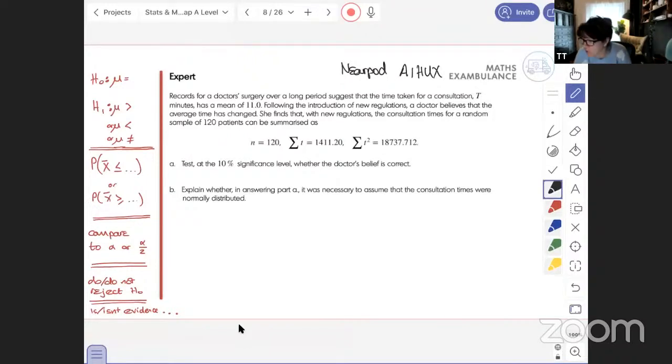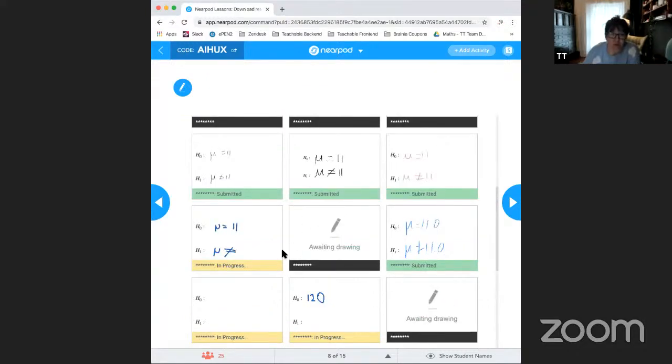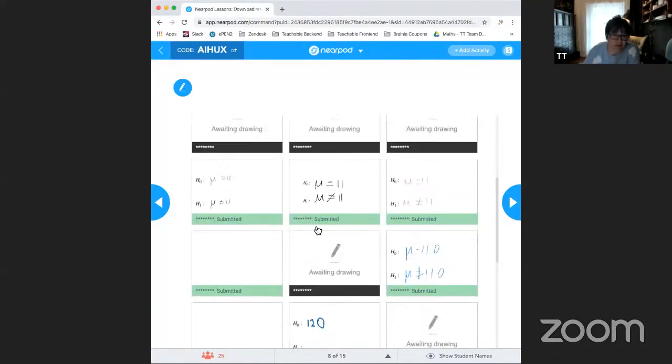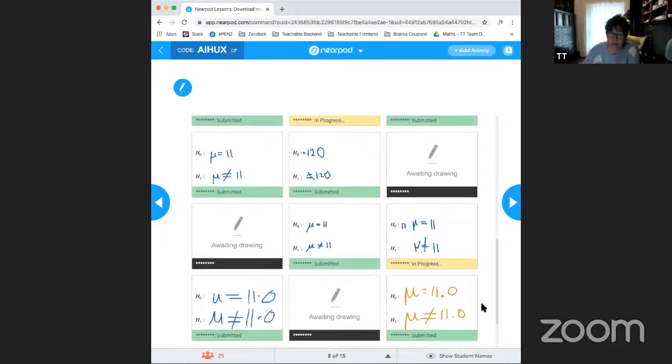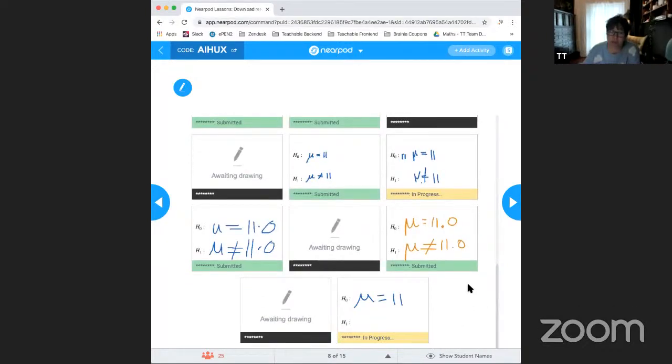Okay, so what are we going to have for our H0 and our H1? Let's have a look what you've got. Everybody is agreeing with mu is 11, so the mean is 11. Everybody thinks the mean is 11, but somebody is claiming that it isn't 11. So you can see that pretty much everybody's in agreement there.